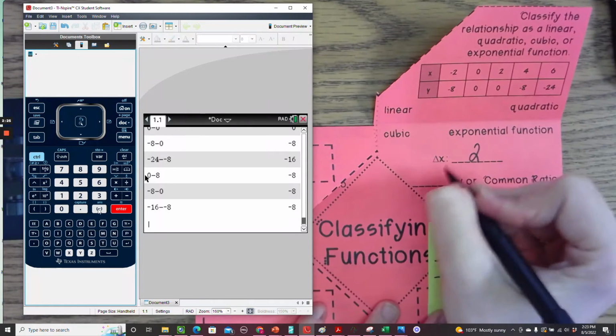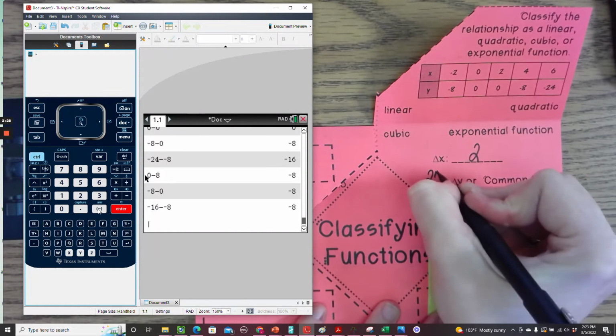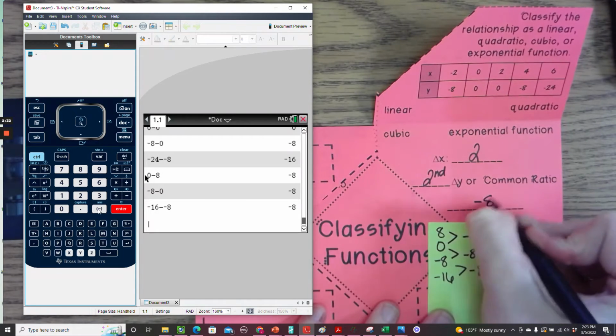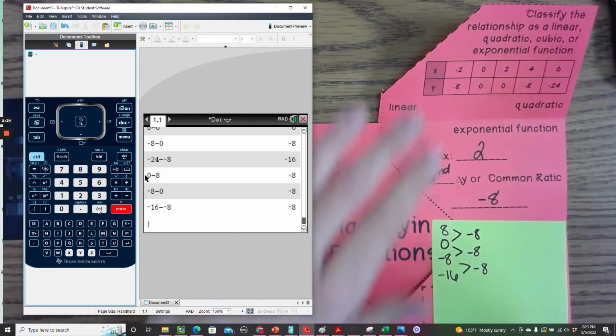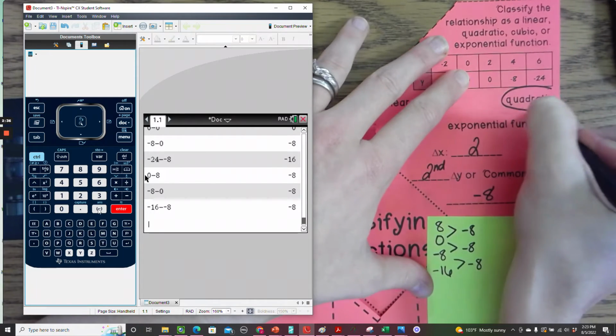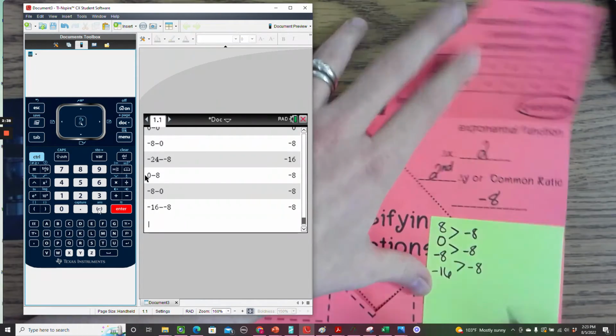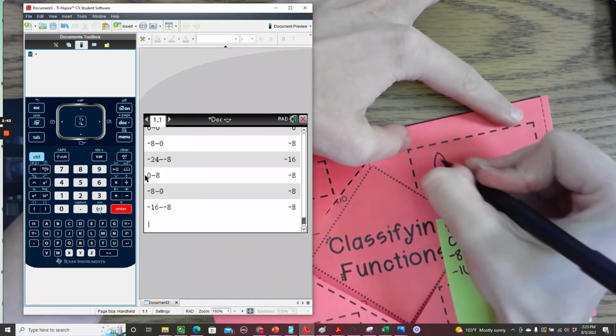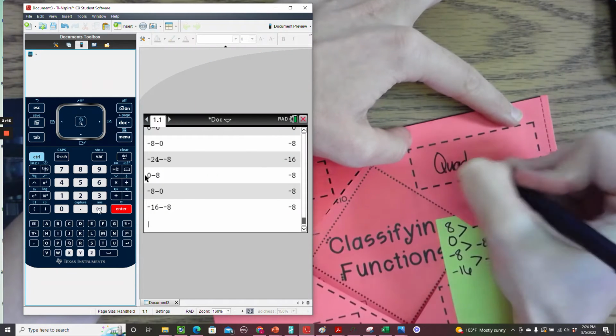So I have a second change in y, second common difference, and that is a -8, which means this is a quadratic function. So on the front, quadratic.